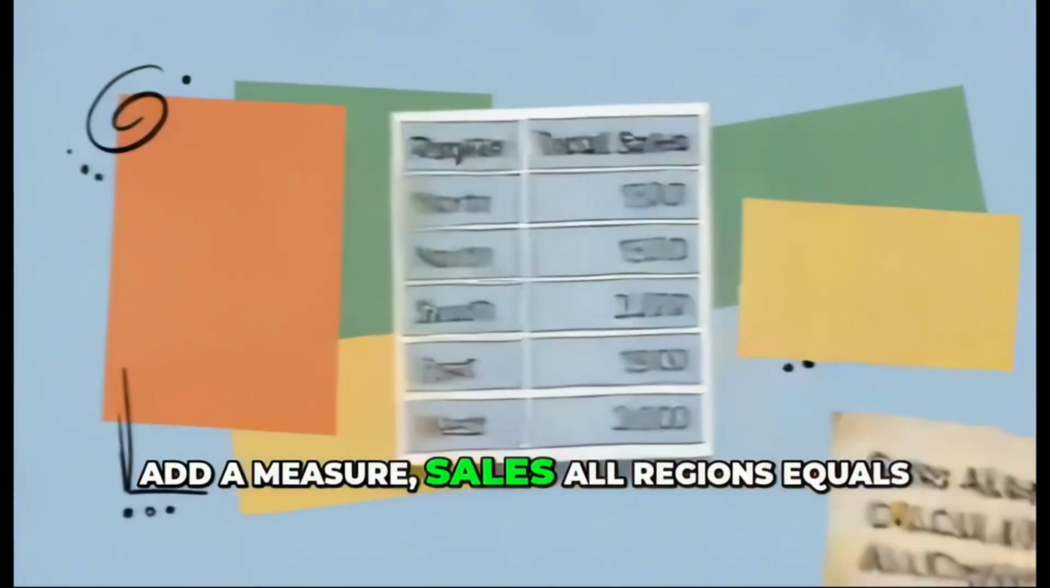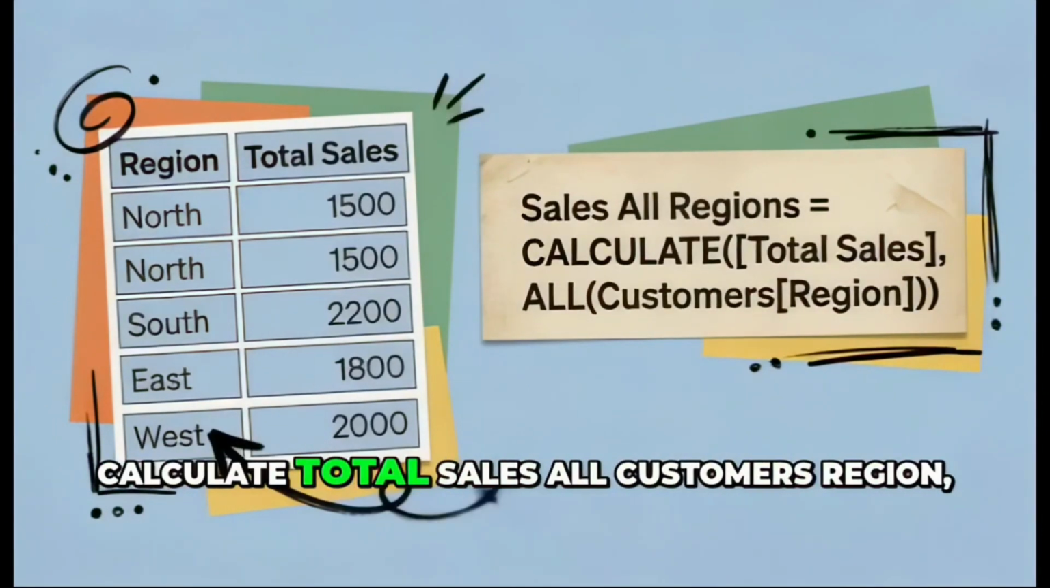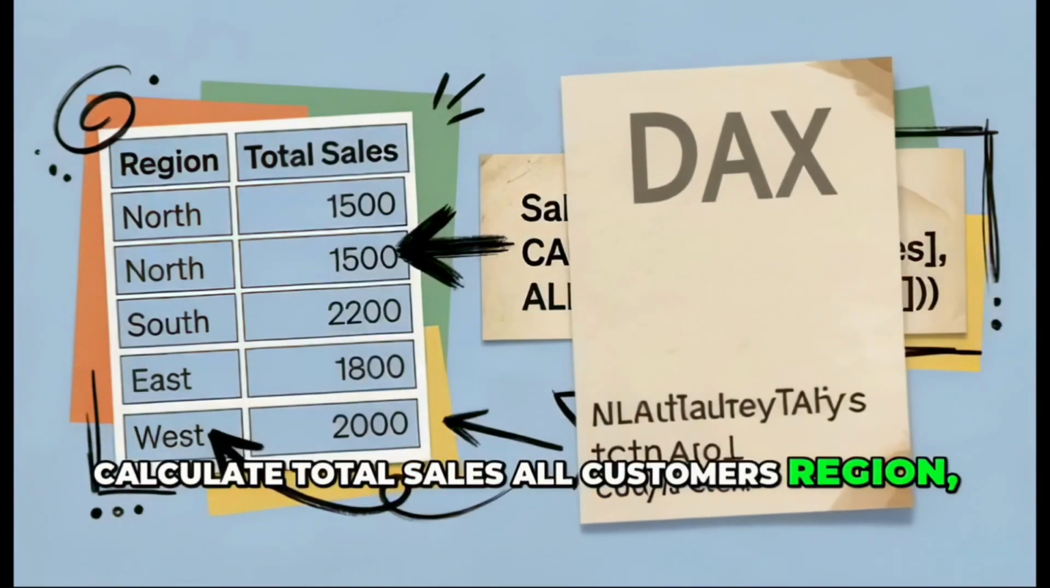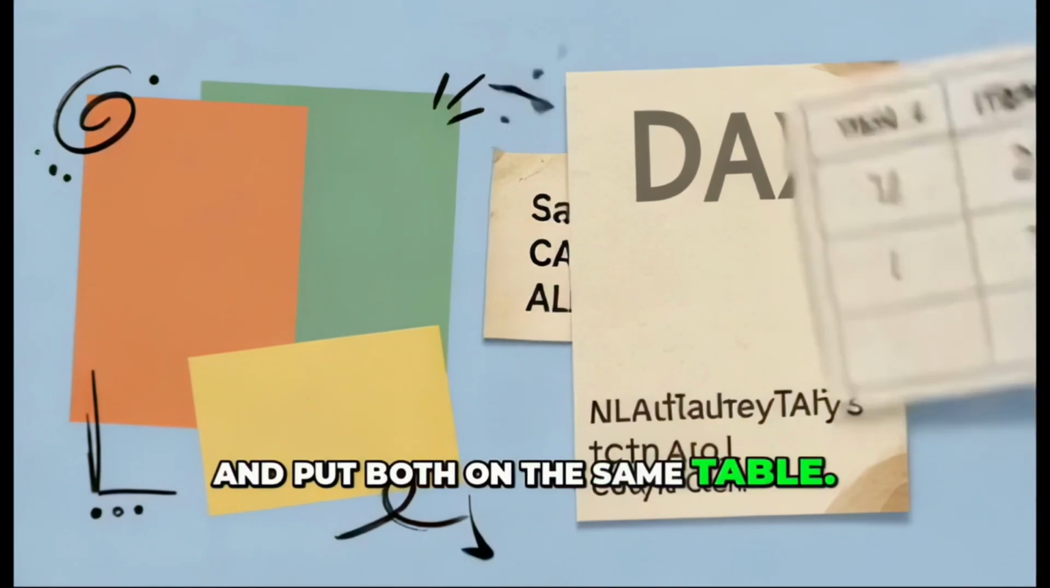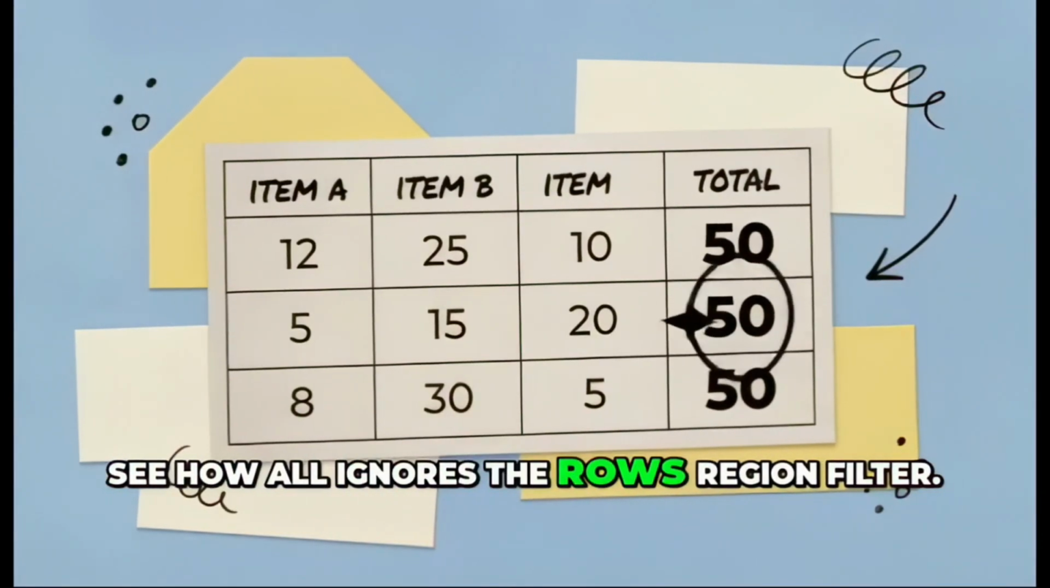Add a measure, Sales All Regions, equals CALCULATE of Total Sales, ALL of Customers Region, and put both on the same table. See how ALL ignores the row's region filter.